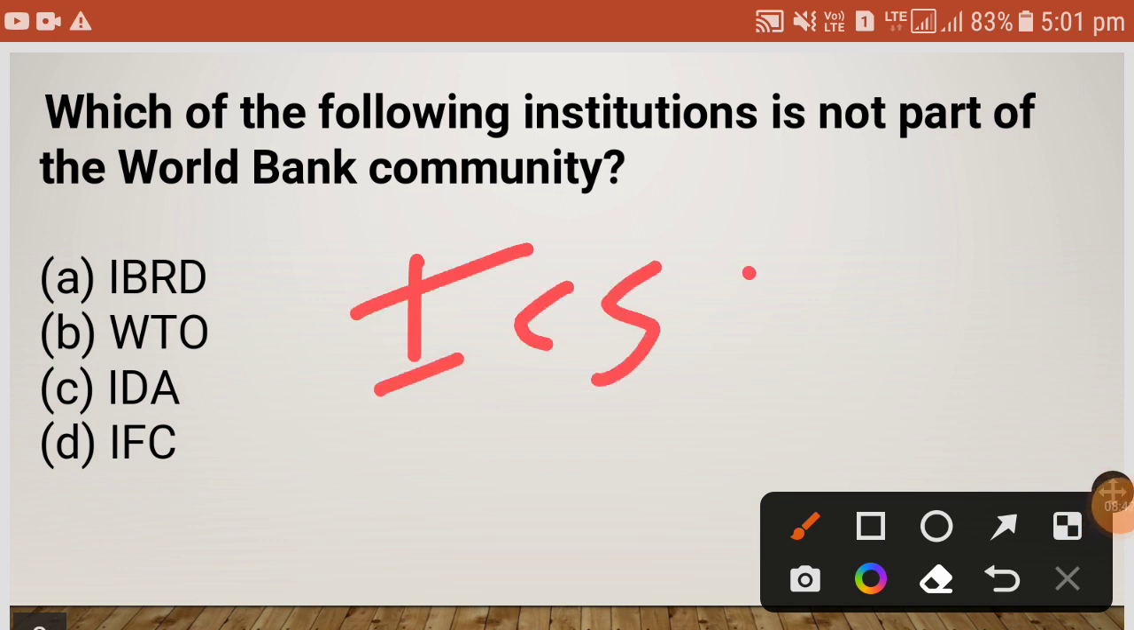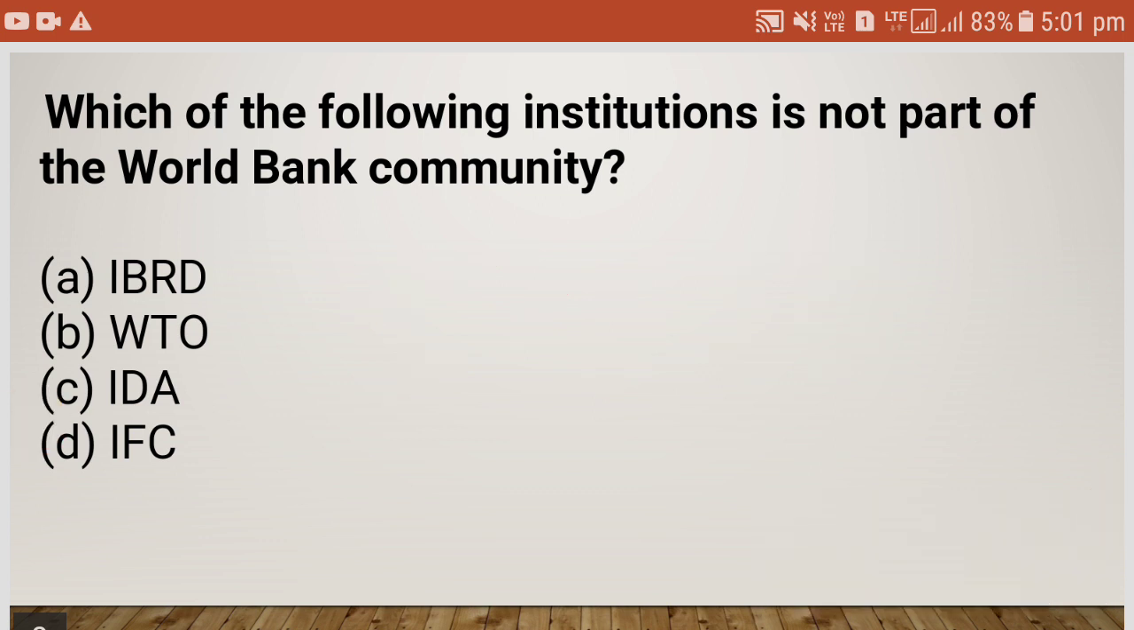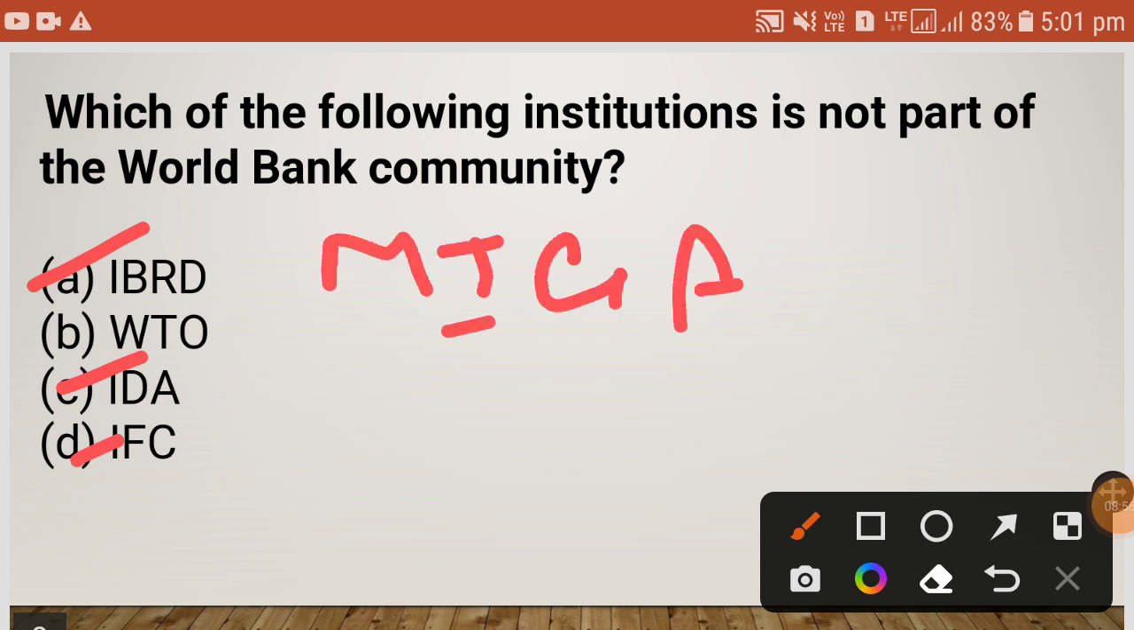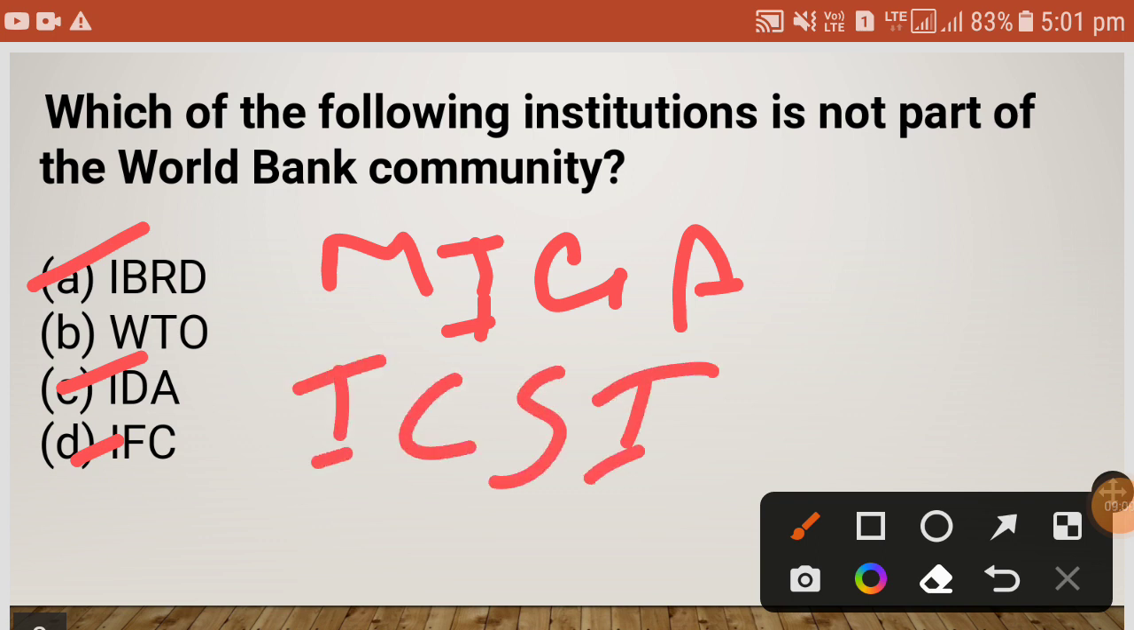ICSID. This stands for International Center for Settlement of Investment Disputes. Okay, so these are the five things. Three are present here: IBRD, IDA, IFC, and the fourth one is MIGA, the Multilateral Investment Guarantee Agency, and ICSID. So I guess in the beginning I told it as four, but it is five in the group.